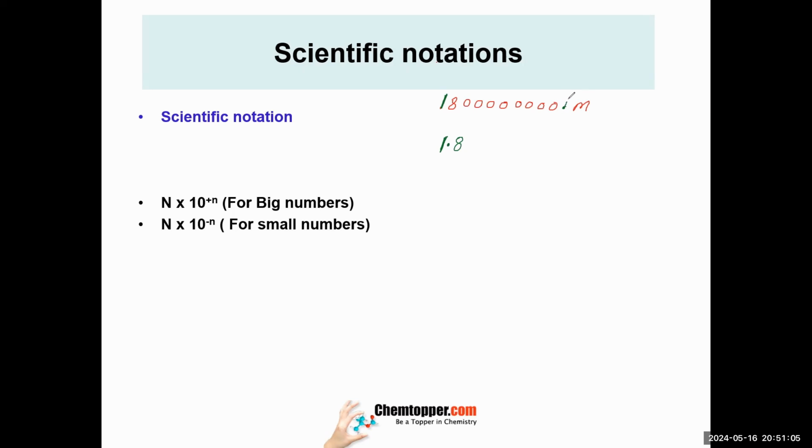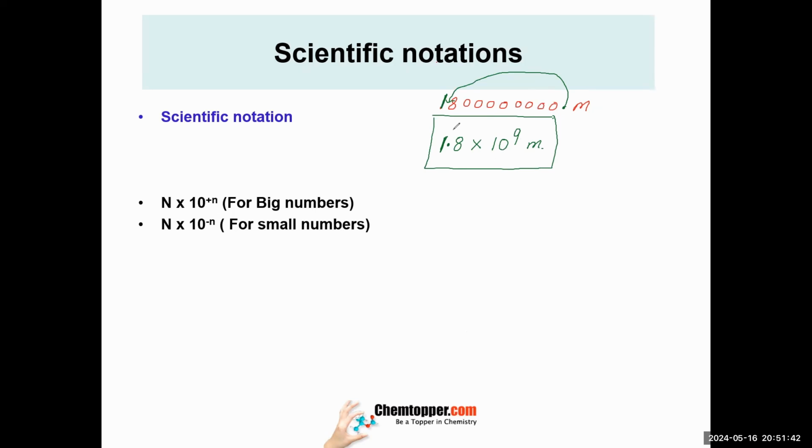And then, where is the decimal actually? If no decimal is written, then it means it is at the end. So how many places have we moved the decimal to the left? 1, 2, 3, 4, 5, 6, 7, 8, 9. So the number can be written as 1.8 times 10 raised to power 9 meter. This is scientific notation. You can see how such a big number is written very comfortably in scientific notation.